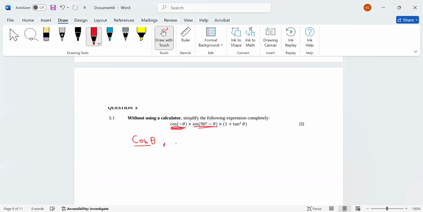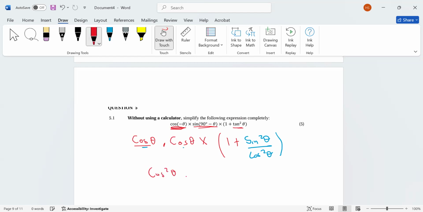If we reduce this one, it's a cofunction rule. It's cos theta, in the first quadrant, multiplied by one plus sine squared theta all over cos squared theta. We have to change this one. This one and this one, and then they give us cos squared theta.